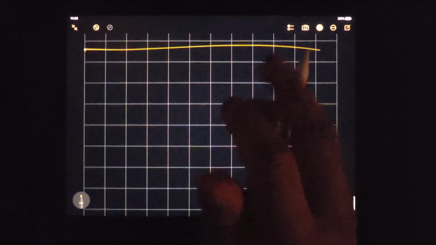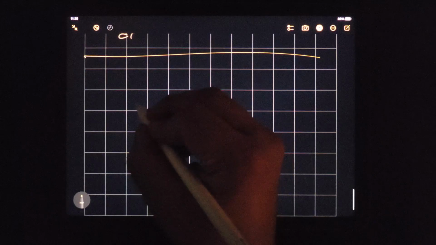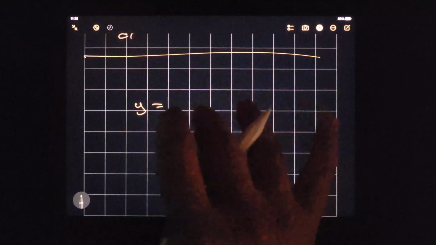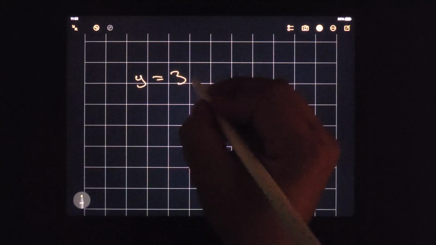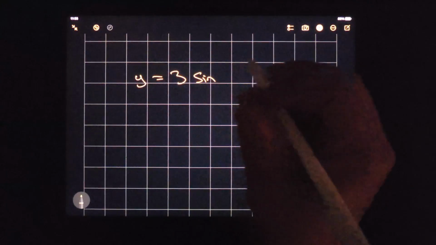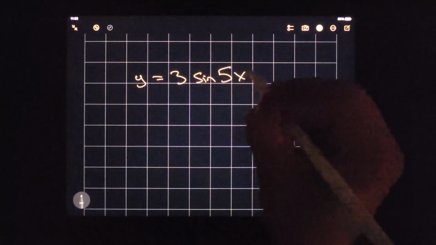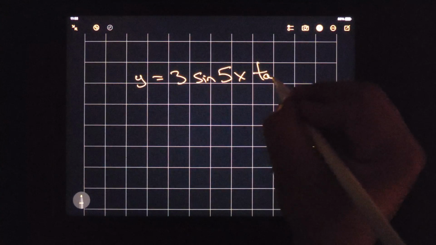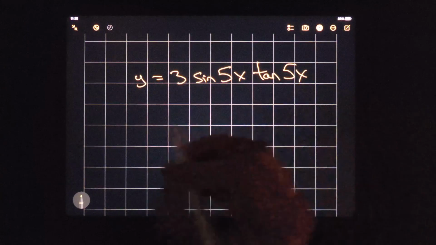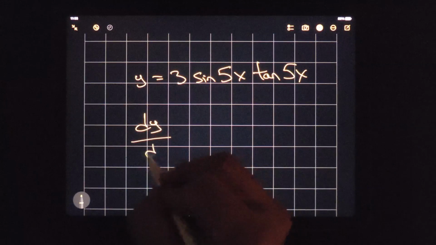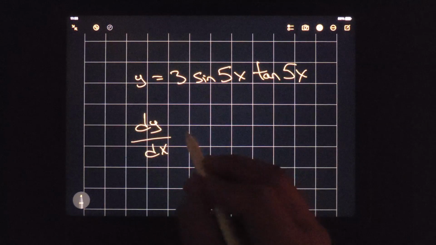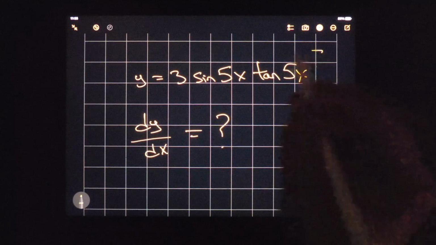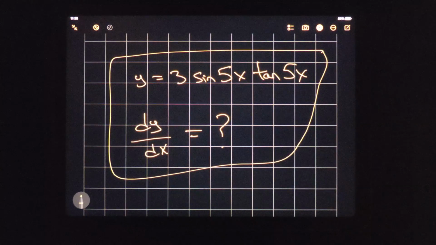If you want to try one on your own, you can do y is equal to 3 sine 5x tan 5x and find out dy over dx. And then just throw that into the comment section when you're confident.